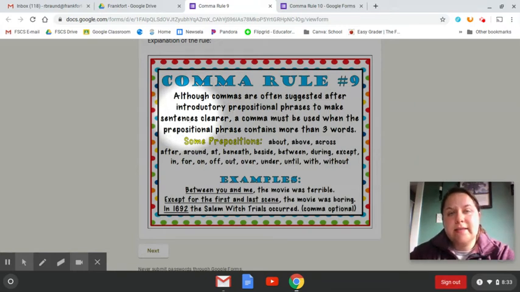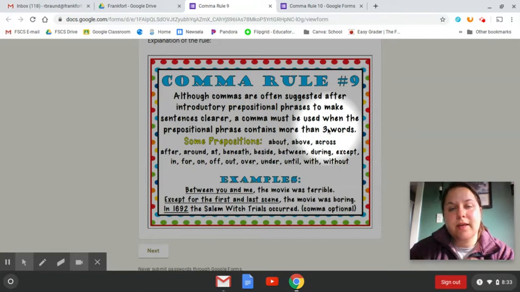They're not always necessarily integral to the sentence and necessary for the sentence to be complete, but they do add some clarification to it. The trick here comes that the comma has to be used when there's more than 3 words, meaning there's at least 4 words that are the introductory part of that phrase. If there's 4 or more, you need a comma. If you have 3 or less words in the introduction, then the comma is kind of optional. So let's look at some examples.